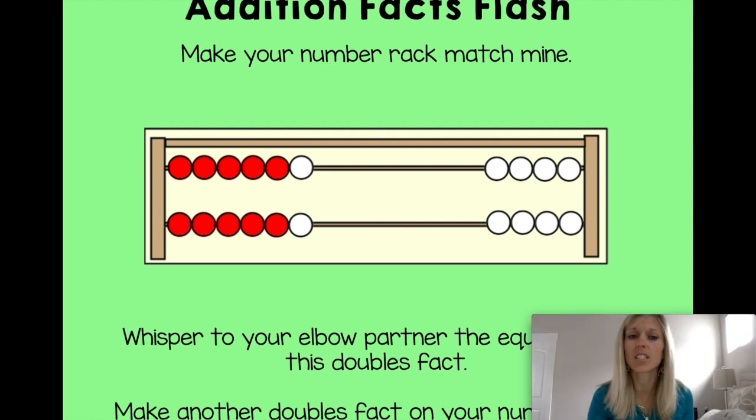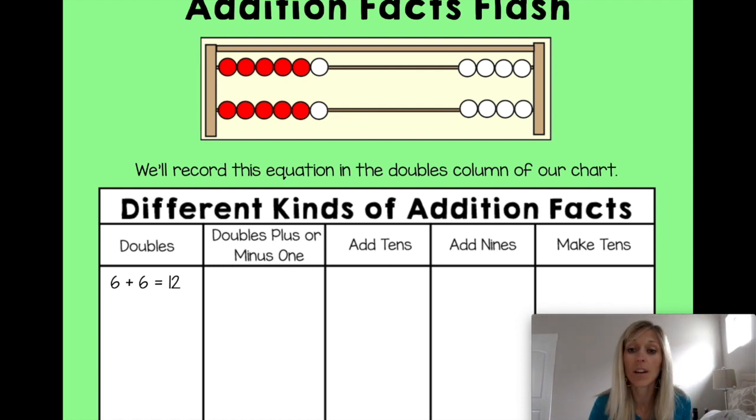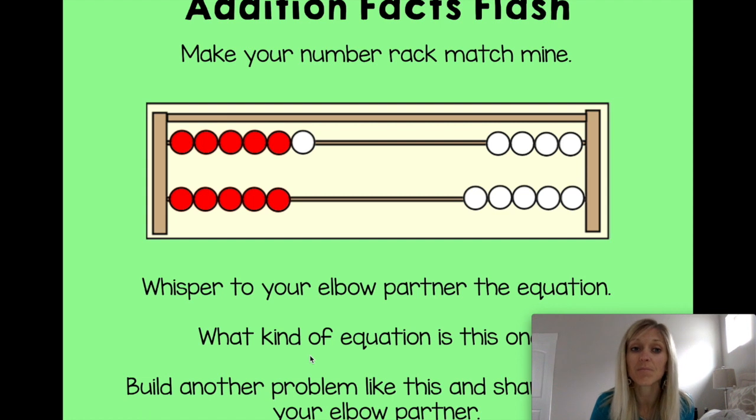Let's do another one. Let's see where they put this one on the chart. Okay, so on our chart, you see 6 plus 6 is a doubles. Now we're going to talk about a different kind of addition fact. Doubles plus or minus 1. We just did a couple of these in our practice. Let's see if we can do it on this next problem.